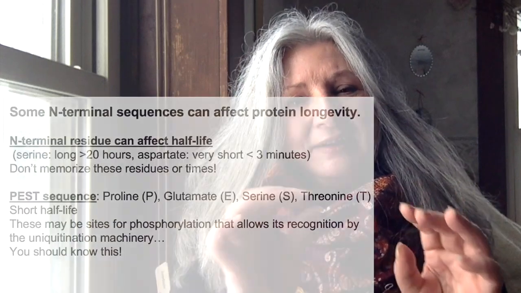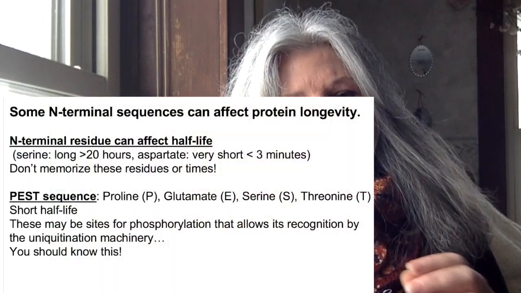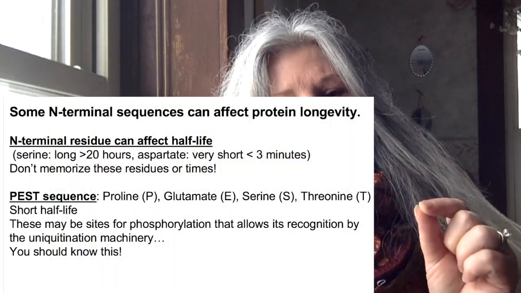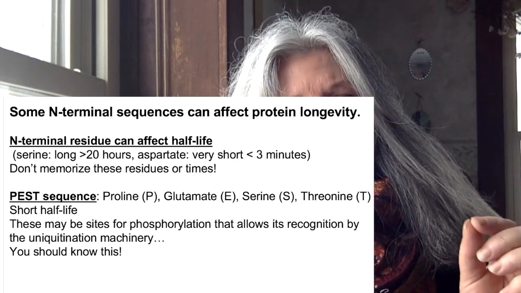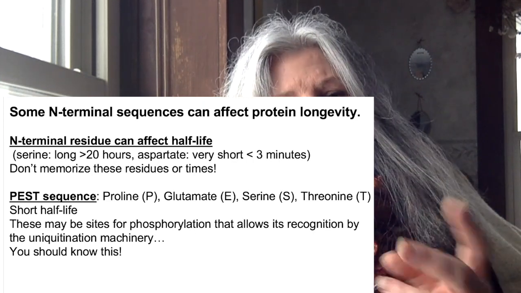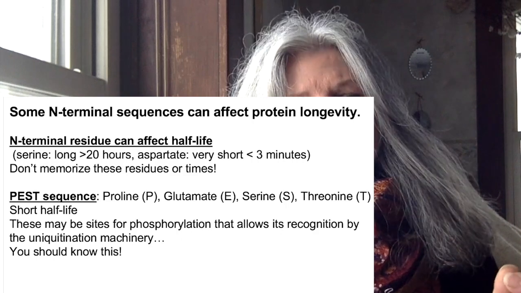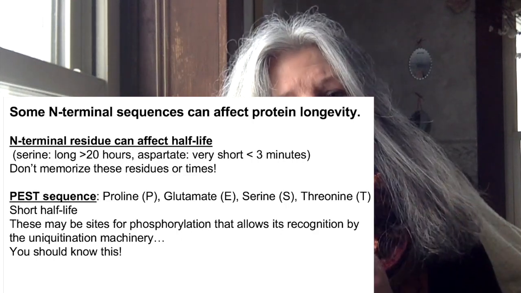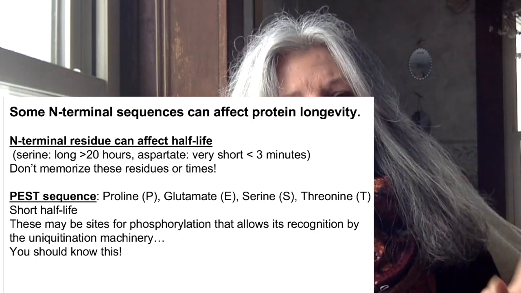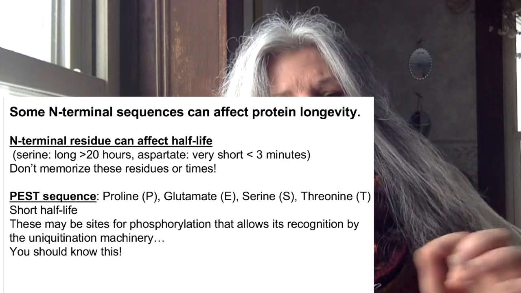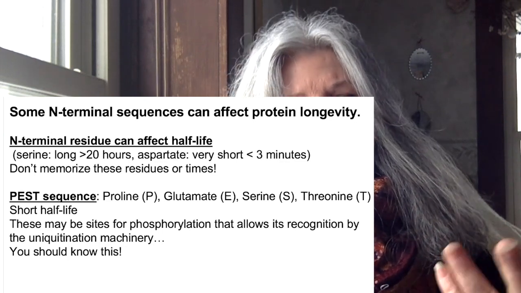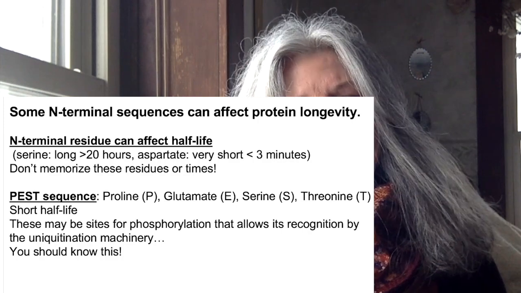Another thing that's important to know is that proteins have characteristic half-lives, right? They have sequences at their ends that cause them to either be really stable proteins and hang around for a long time, or to be unstable proteins and have a lifespan of only a certain amount of time. And this is an intrinsic property of the protein itself, caused by its sequence.